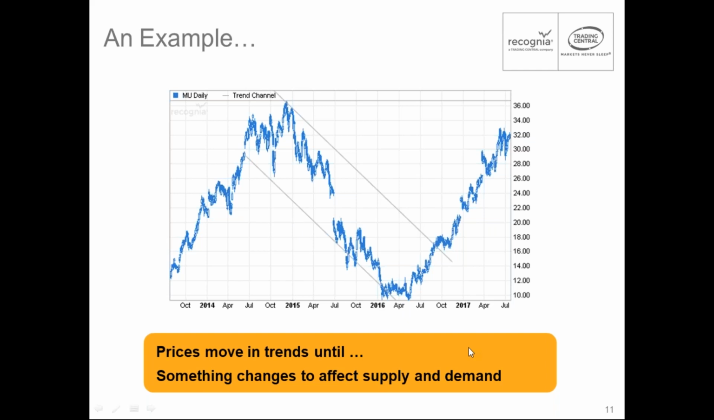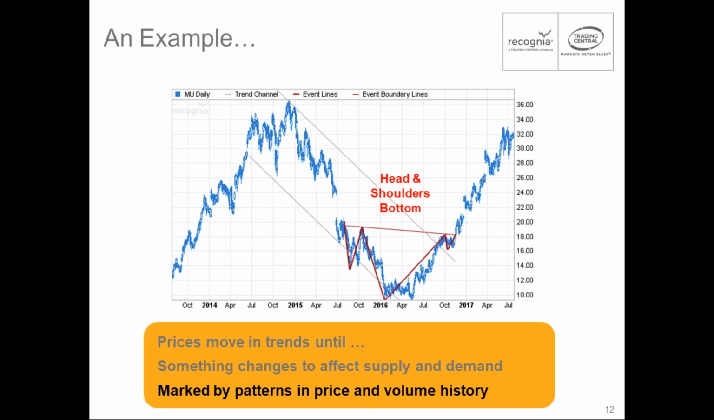Well, wouldn't it have been good to know that this opportunity here in early 2016 would have been a great chance for you to build a position in Micron and be prepared for this big run-up that was to come? But how could you have known that that would be a good chance to buy Micron? Well, technical traders would have said, there's an opportunity here because of a pattern we call a head and shoulders bottom.